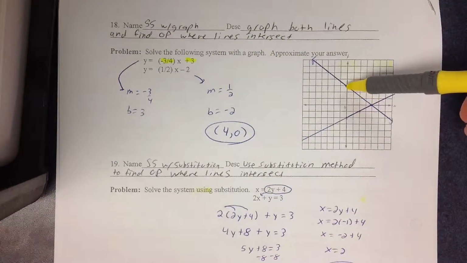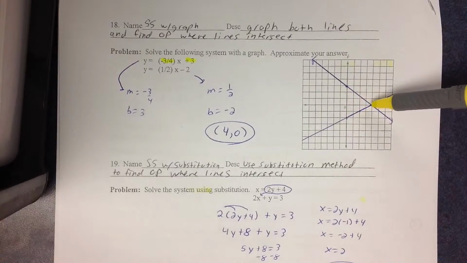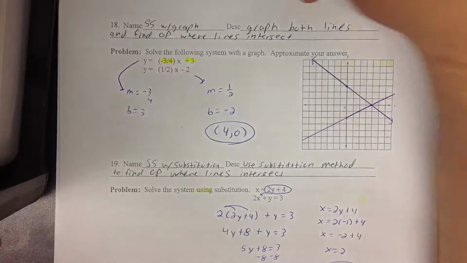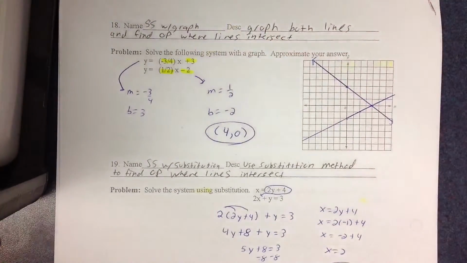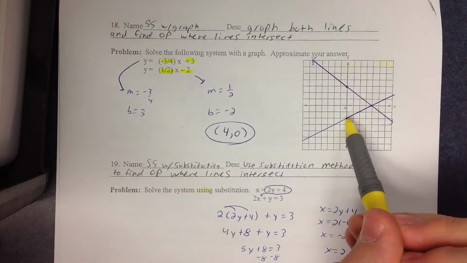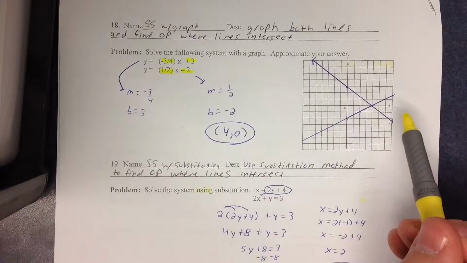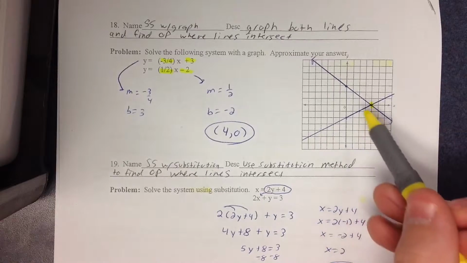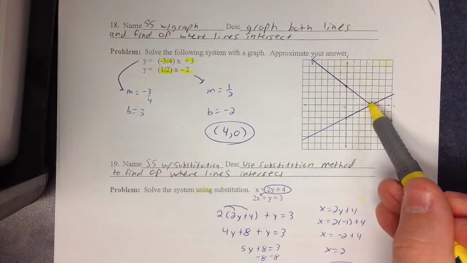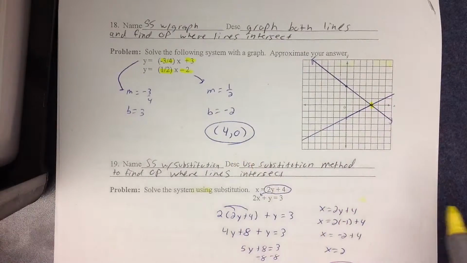So again, we start at positive 3 because that's the y-intercept. Since my slope is negative 3/4, I go down 3 to the right 4 and put a dot. In the other equation, m equals 1/2 and b equals negative 2. So I start at negative 2, I go up 1 over 2 to get my second point, then I draw the line. Again, we're concerned about where they cross. And they cross at approximately 1, 2, 3, 4, and then I don't go up anymore, so 4, 0.